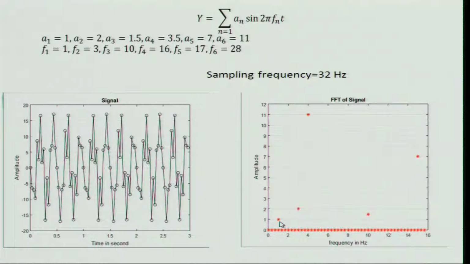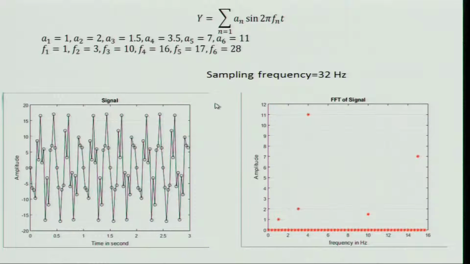And when I look at the DFT of this, my values are somewhat okay. At 1 hertz, my amplitude should be 1, and it is indeed 1. At 3 hertz, it should be 2, and it is indeed 2. Then for the next frequency, I don't know why I am getting this at 4 hertz. This is some error, an inaccuracy which is coming up in the DFT. Then I have another at 10 hertz. I should have 1.5, and at 10 hertz it is indeed 1.5.